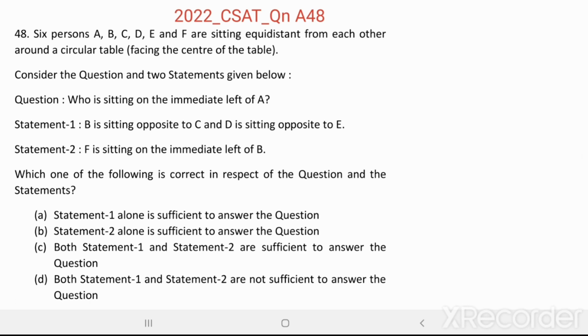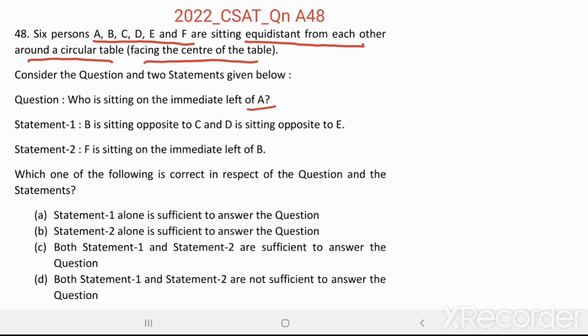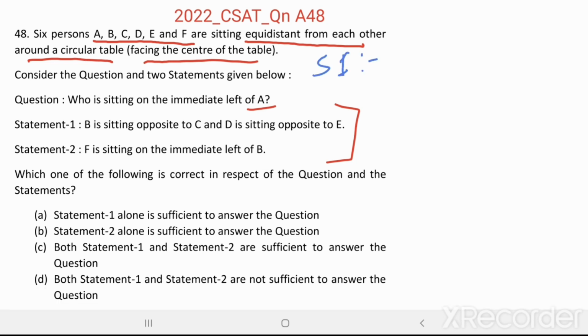There are 6 persons A, B, C, D, E and F. They are sitting equidistant from each other around a circular table, and they are facing the center of the table. Then we need to answer the question, who is sitting on the immediate left of A, for which we have 2 statements here. See the first statement. Statement 1. B is sitting opposite to C and D is sitting opposite to E.